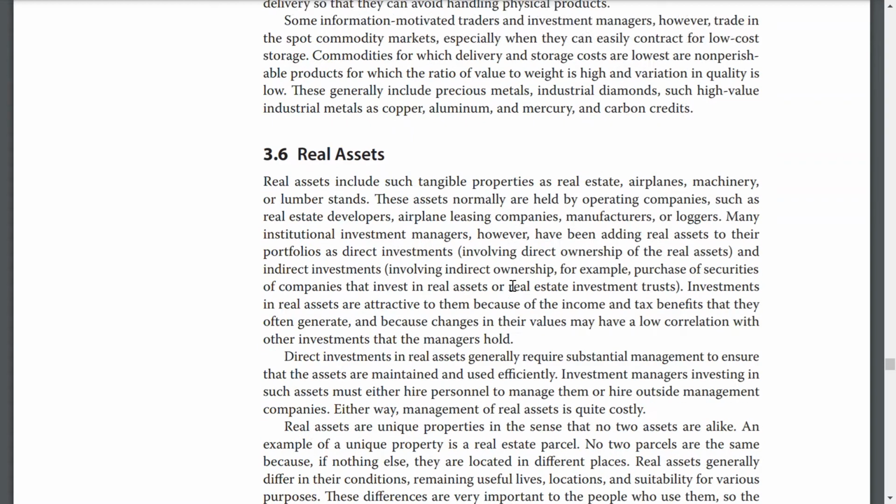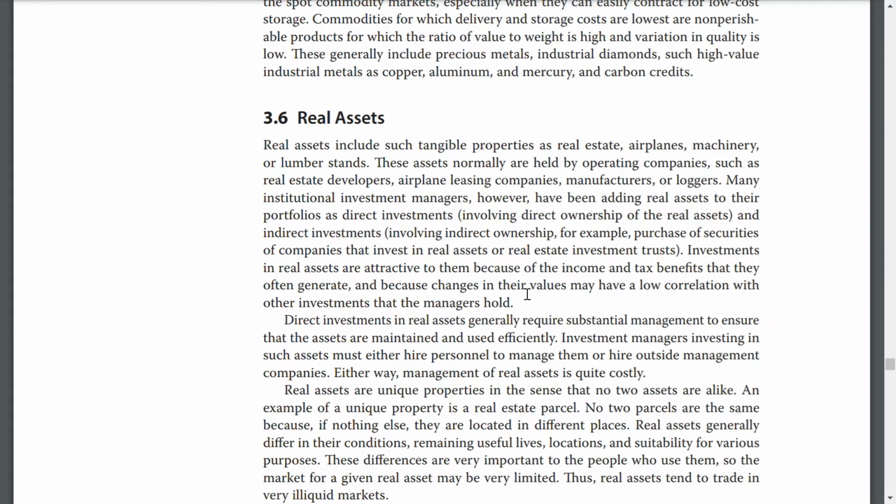3.6, real estate. Real assets include tangible properties such as real estate, airplanes, machineries, and lumber stands. The assets normally are held by operating companies such as real estate developers, airplane leasing companies, manufacturers, and loggers. Many institutional investment managers, however, have been adding real estate to their portfolios as direct investments. And indirect investments in real estate are attractive to them because of the income and tax benefits that they often generate, and because changes in their values may have a low correlation with other investments in their portfolios.